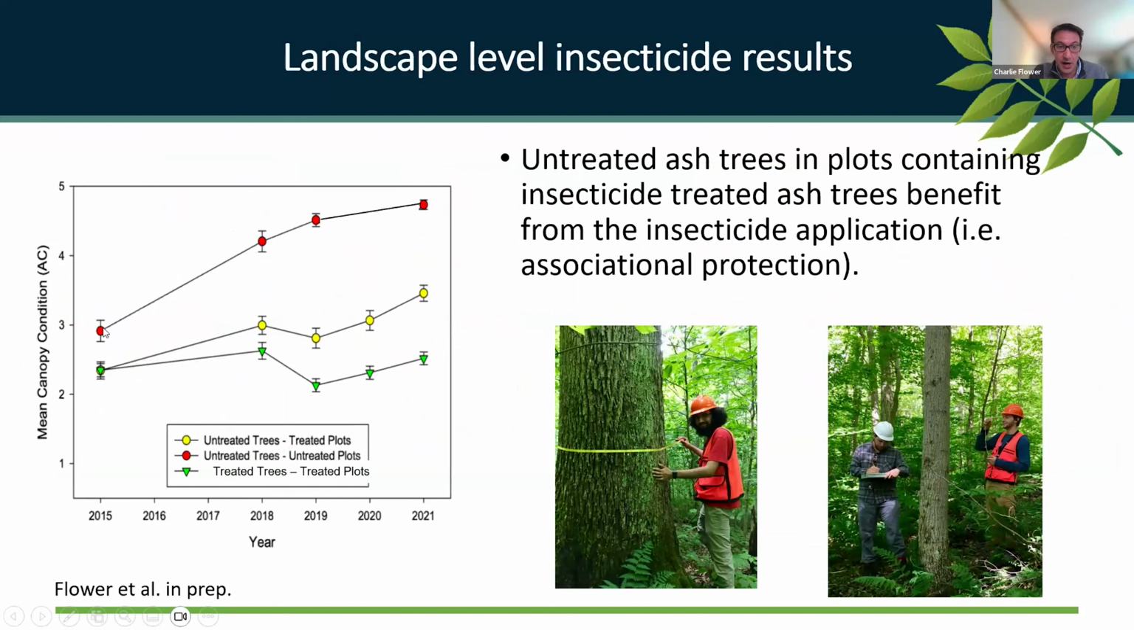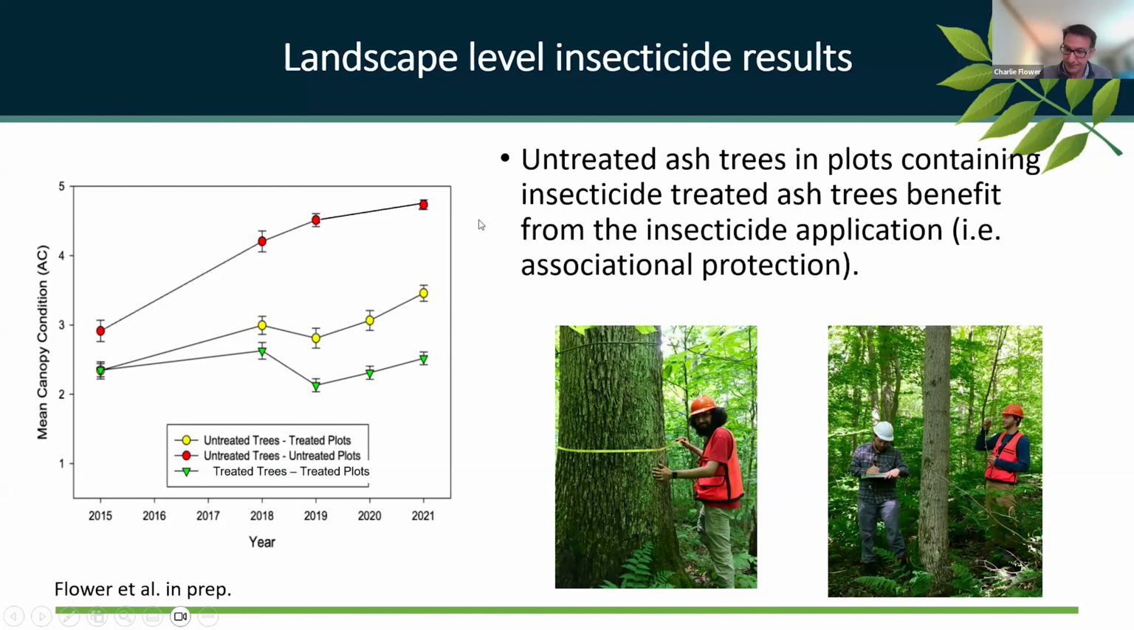Here's the untreated trees, or this red bar up here, and you can see that the untreated trees, as expected, decline pretty significantly. We're really interested to see how long this associational protection component holds. But these are untreated trees. This yellow line here are untreated trees in treated plots. And so you can see that these are really holding on, and this insecticide protection is conferring a benefit on these untreated trees, because otherwise this yellow line would be all the way up here where the red ones are.